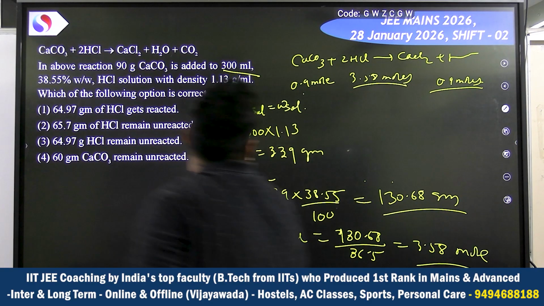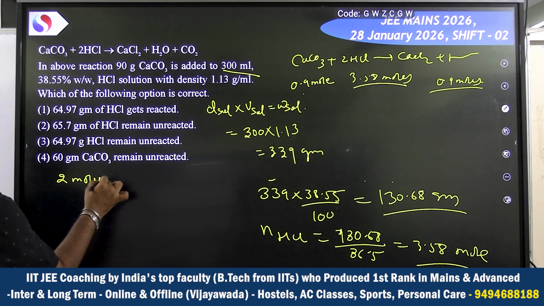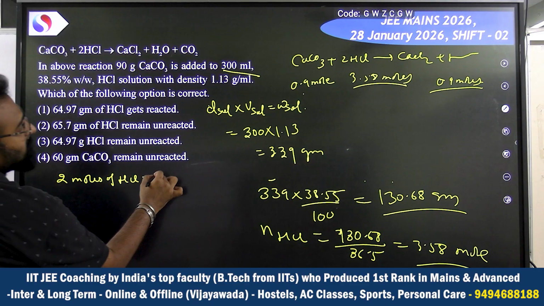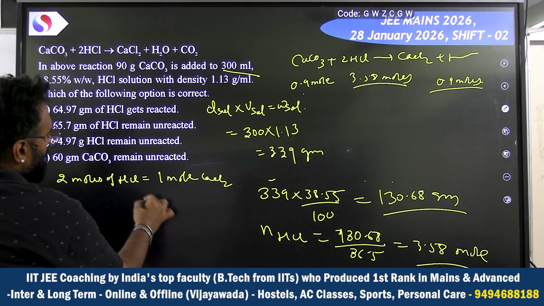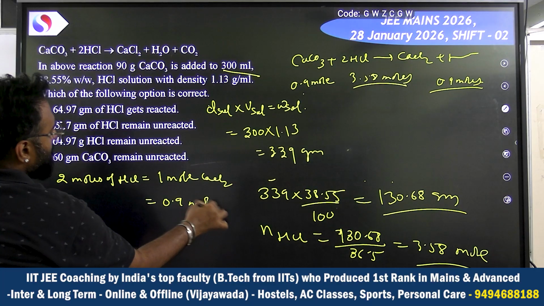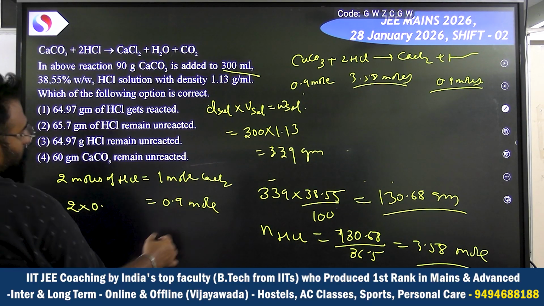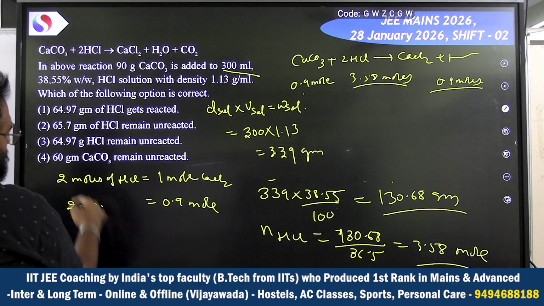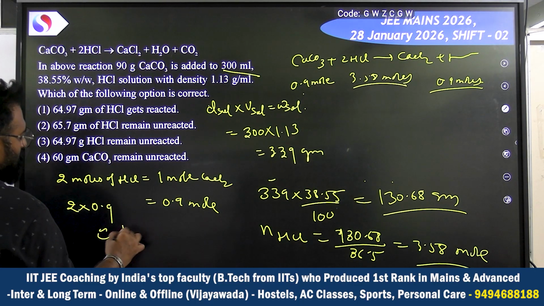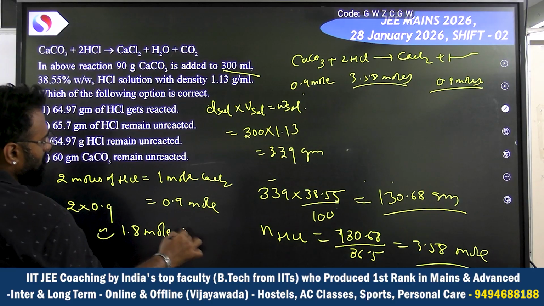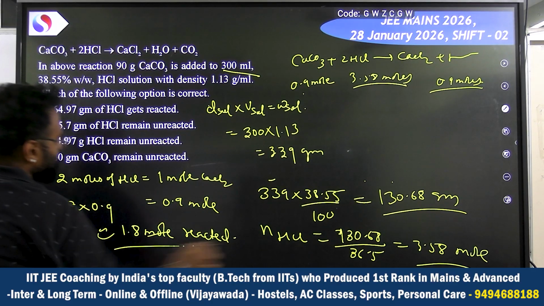Correct? Chalo. So now we need to find moles of HCl. So 2 moles of HCl is equal to 1 mole of CaCl2. So 0.9 moles के लिए ये कितना हो जाएगा? 2 into 0.9, so this is nearly 1.8 mole is reacted.